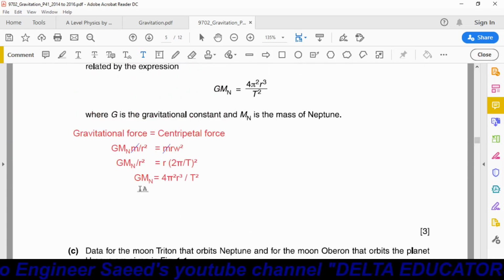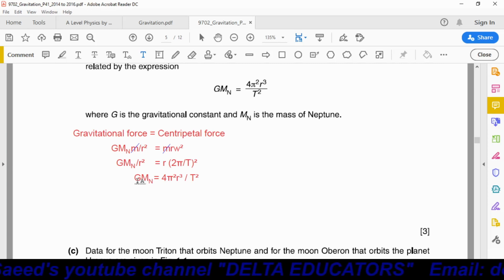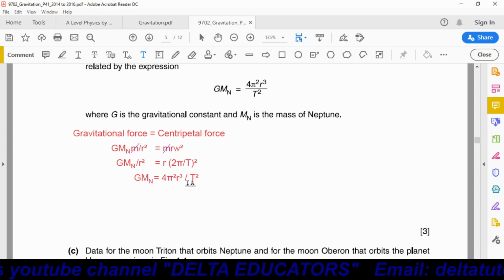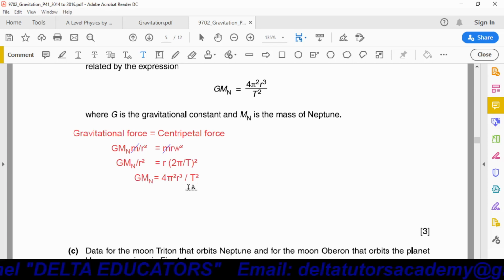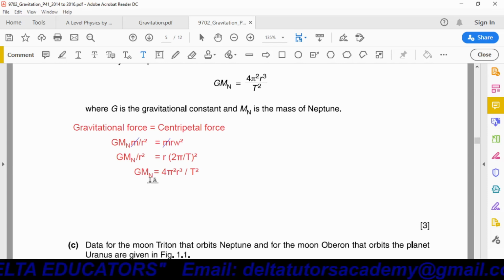We have just derived the equation G Mn is equal to 4 pi square r cube over t square. If we have to calculate mass, we have to take this G to the other side. When we take G on the other side, we get 4 pi square r cube over G t square, because G is in multiplication form, in the numerator, and when we take it on the other side it becomes the denominator. So we can say the value of mass will be equal to 4 pi square r cube over G t square.